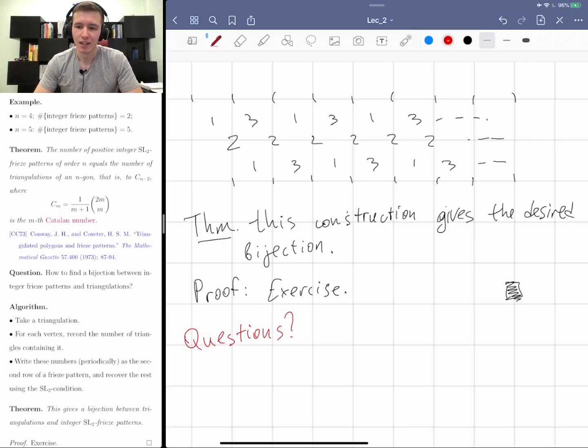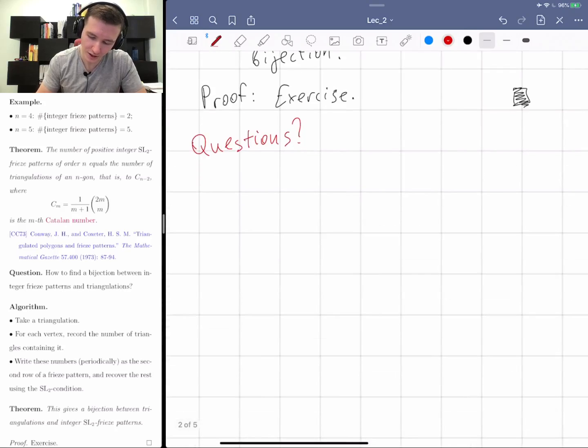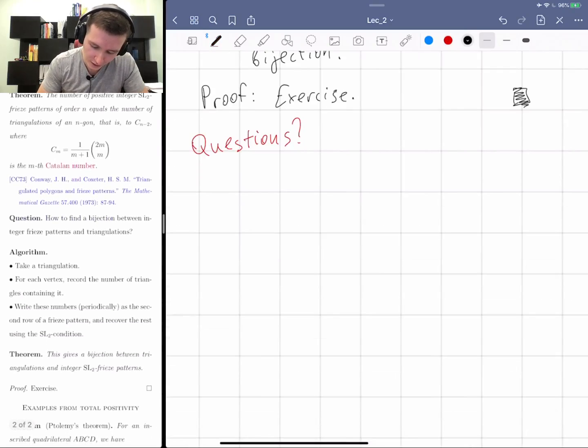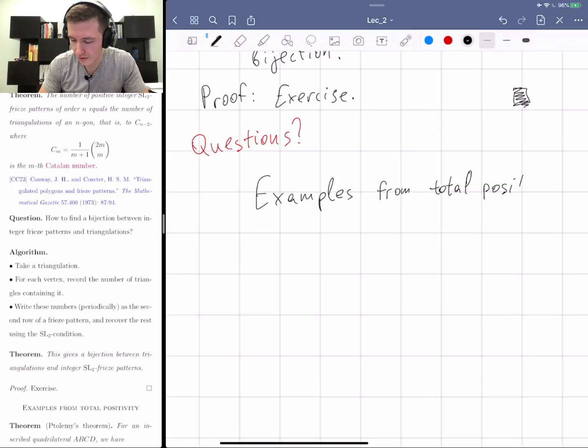All right. Now let me try to slowly move from frieze patterns to something more, let's say, something less recreational. So far it's still going to be pretty high school level. The general title of what I'm going to do next is called Examples from Total Positivity, which some of you may know about and some may not, but it's fine.